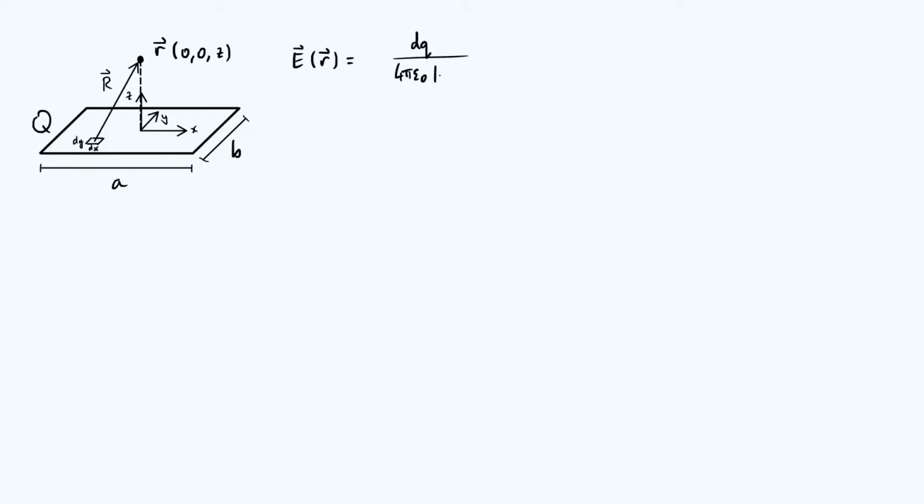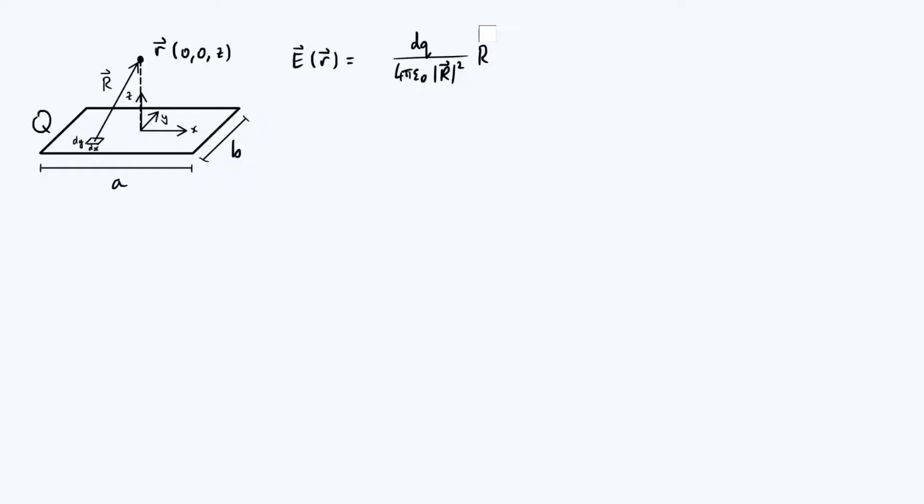Now that distance is going to be the modulus of the capital R vector, so we've got to square that. And this contribution to the electric field is going to point in the r hat direction, where r hat is a unit vector pointing in the same direction as this capital R vector in the diagram. Now, to get r hat, you can take the original r vector and divide it by its own magnitude.